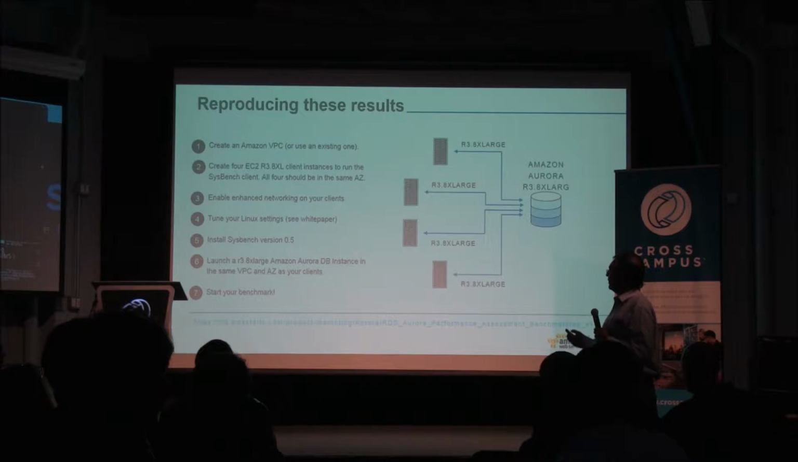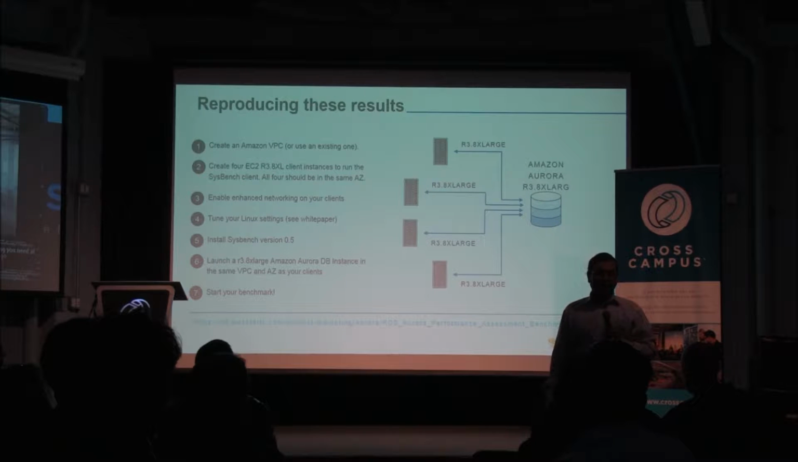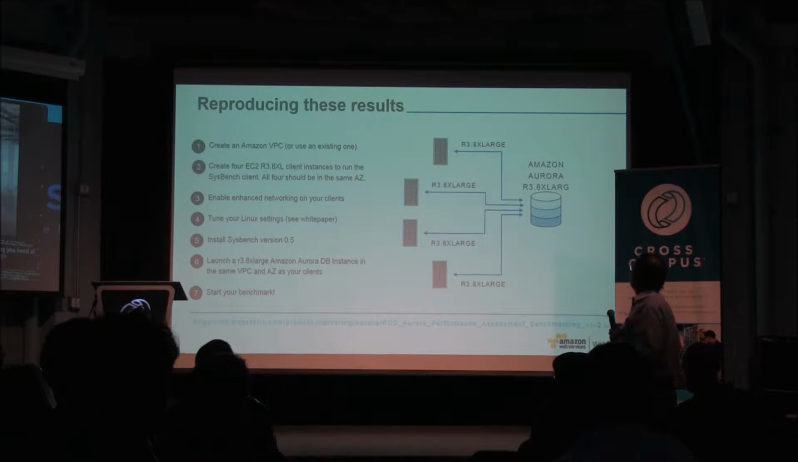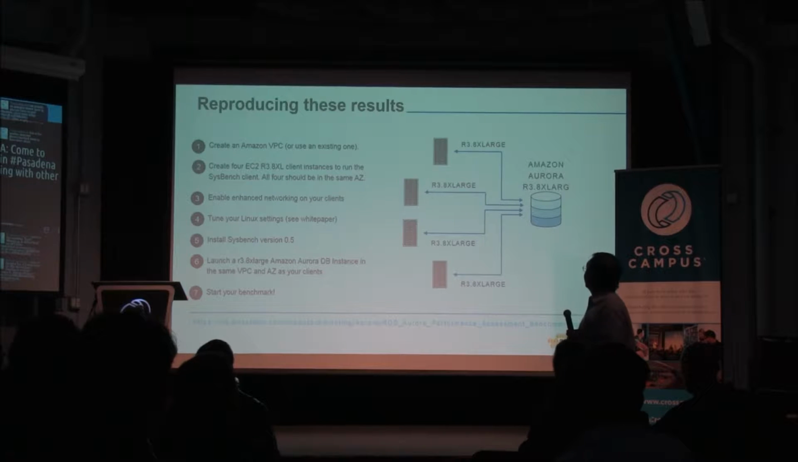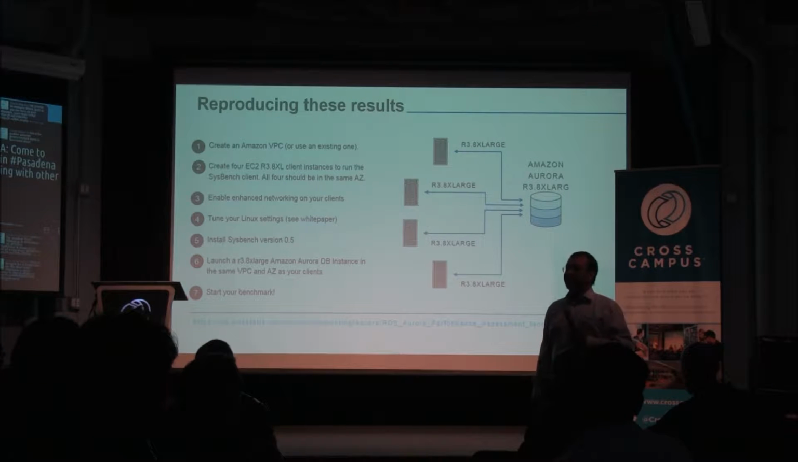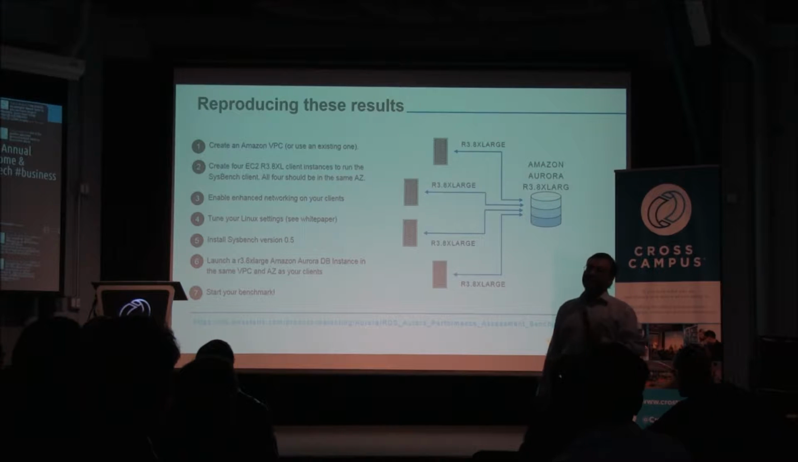And by the way, this is very reproducible. If you want to try this out, we actually have a white paper on the website. You can go and try it out yourself. What you need to do is essentially spin up an r3.8xlarge Aurora instance. And in order to get the best performance, we recommend that you use 4 load generators, each r3.8xlarge or some 8XL machines. And then you need to apply some network settings to your clients, enhanced networking. Without that, you actually have a bottleneck on the client side.